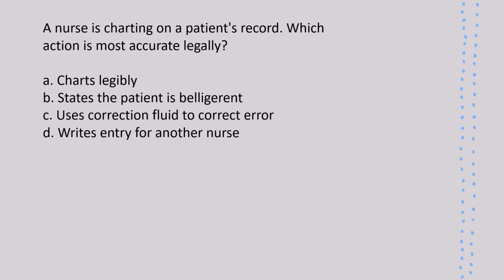A nurse is charting on a patient's record. Which action is most accurate legally? A. Charts legibly. B. States the patient is belligerent. C. Uses correction fluid to correct error. D. Writes entry for another nurse.